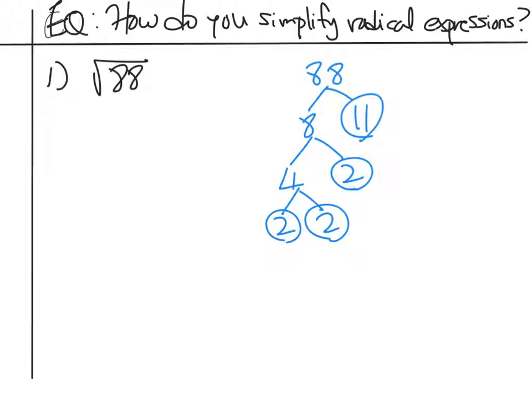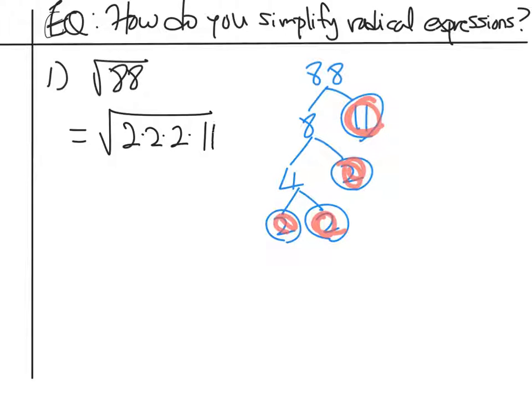So now you have all your numbers that are prime numbers, and you're going to just go ahead and put them in there. So this is the same as 2 times 2 times 2 times 11, and we got all our numbers from right here, right? The 2, the 2, the 2, and the 11.